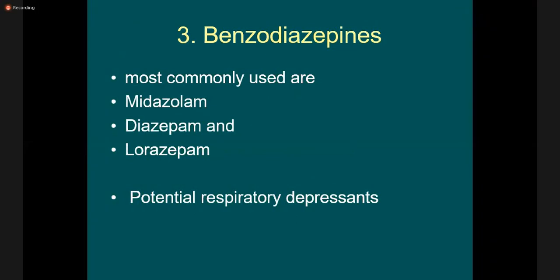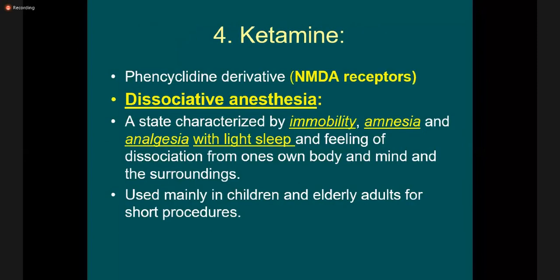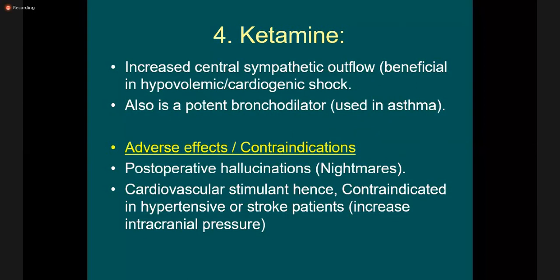The benzodiazepines we did not discuss in detail, but these are the three main ones that we use in anesthesia. Not all benzodiazepines are used. Ketamine we use as it causes dissociative anesthesia, and it works on the NMDA receptor. Ketamine increases sympathetic outflow, so it can be used in patients with hypovolemic or cardiogenic shock. Also, it's a good drug in asthmatic patients because it's a good bronchodilator. The side effect of this drug is that it works on behavior pattern, so it sometimes causes hallucination.